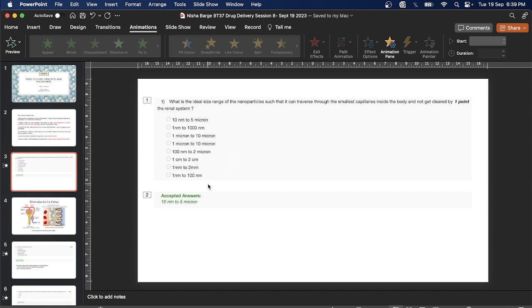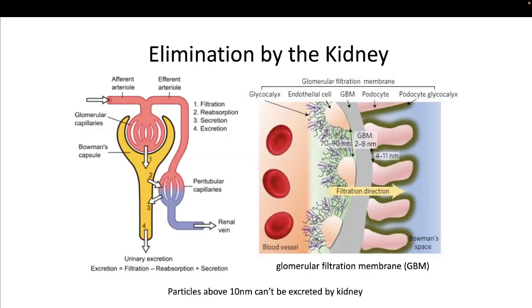So for people who joined late, I'll just quickly go over all the questions. The first question was, what is the ideal size range of nanoparticles such that it can traverse through the smallest capillaries inside the body and not get cleared away by the renal system? The answer is 10 nanometer to 5 micron, because your kidneys can quickly clear particles below 10 nanometers, and the smallest capillaries in our body are of the size of 5 micron. Anything above that will clog the capillaries. So the ideal range for your nanoparticles should be 10 nanometer to 5 micron.